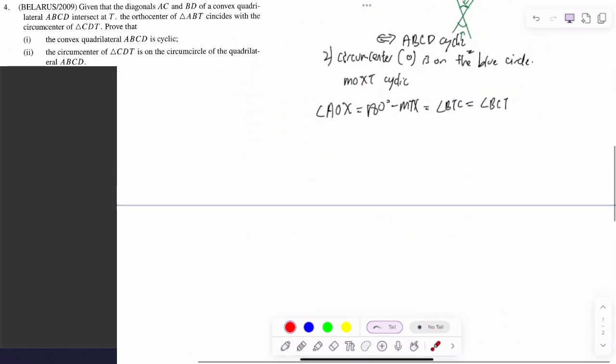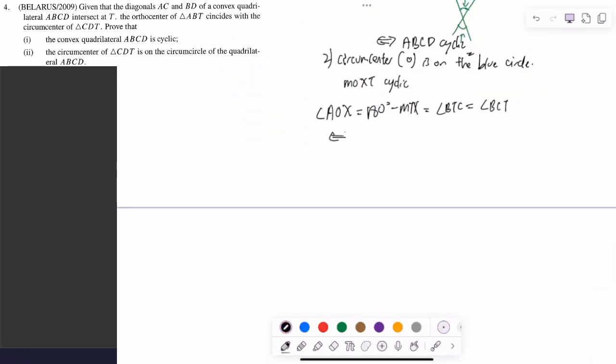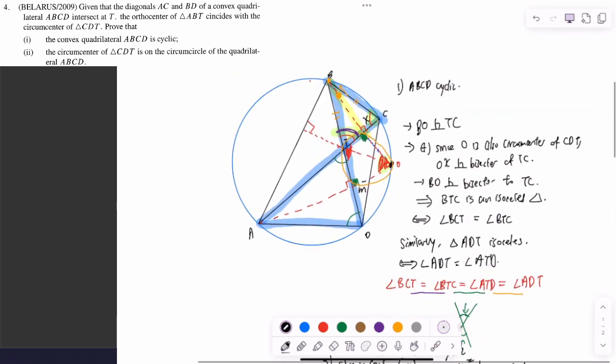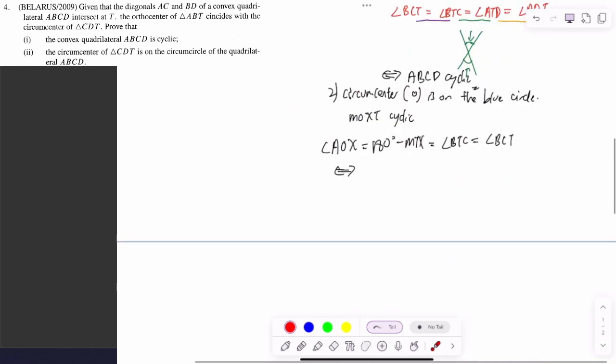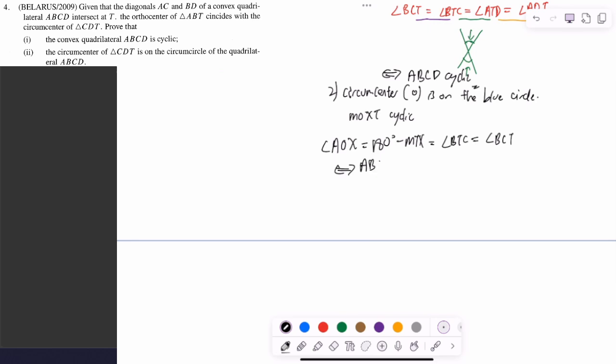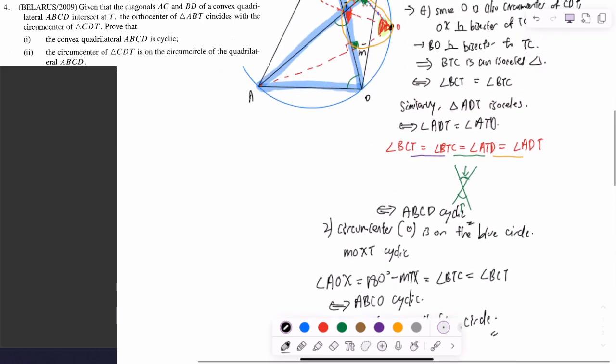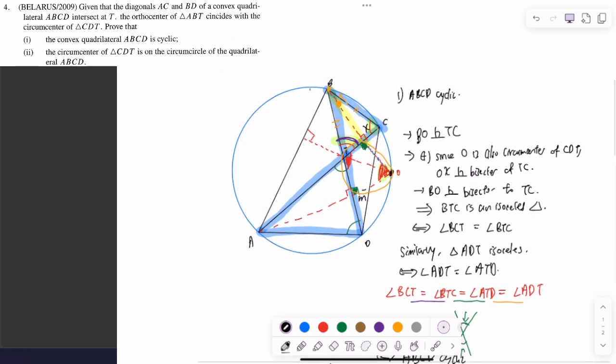So this clearly implies that if this angle and this angle are the same, then this thing is also cyclic. C and O considered. So ABCO is cyclic. Hence O lies on the blue circle. And we're done. So that's all for this question. See you for the next question.